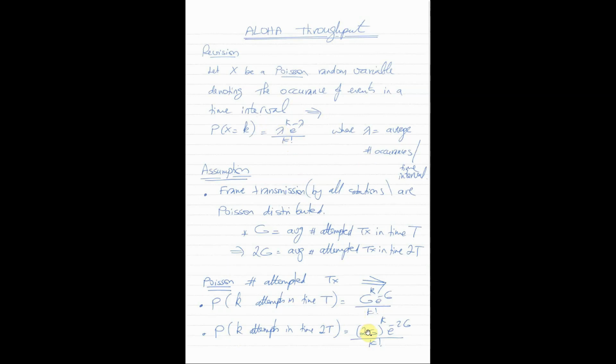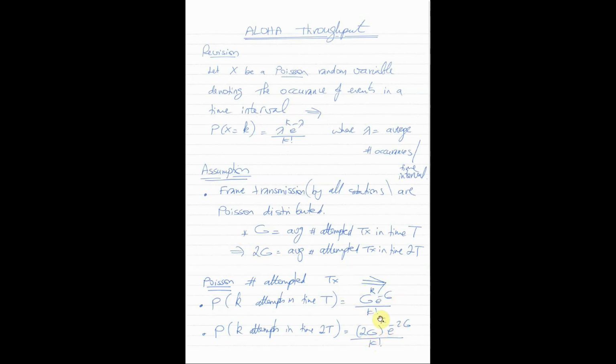However, lambda is equal to 2g. So we use 2g as our lambda instead of g. So the probability that we have k attempts in time 2t is 2g to the power of k, e to the power of minus 2g, divided by k factorial.